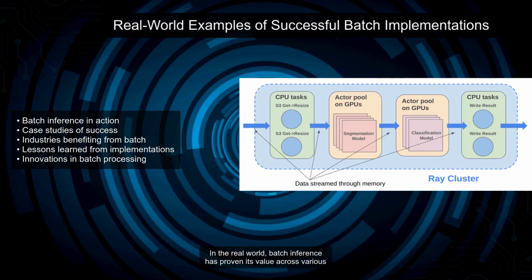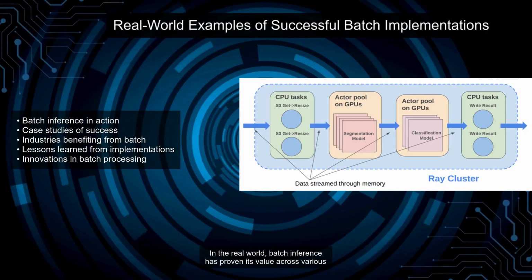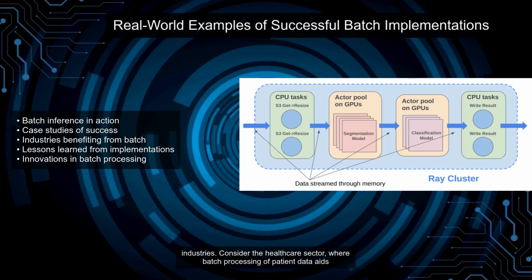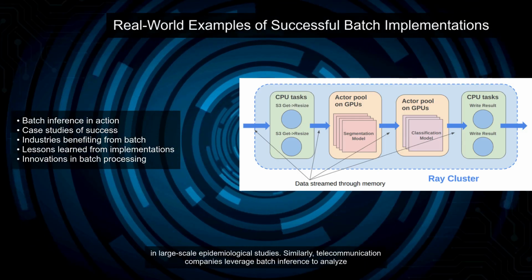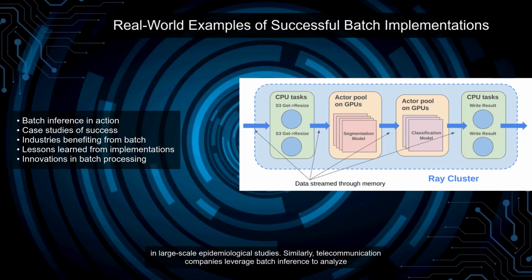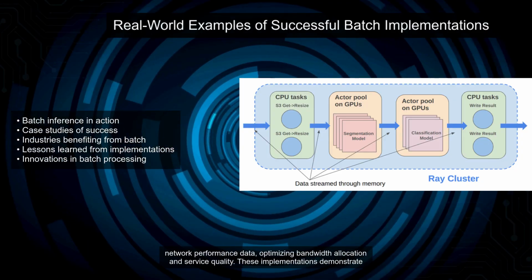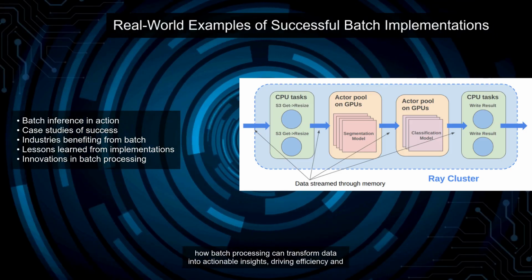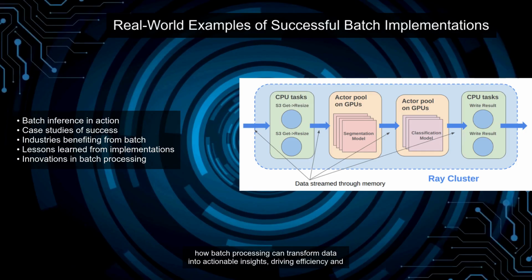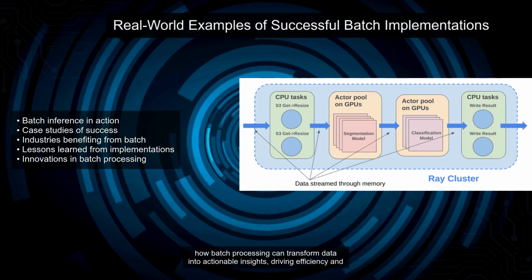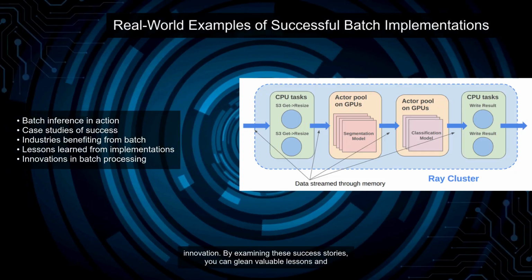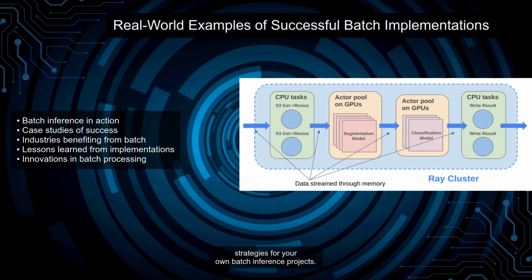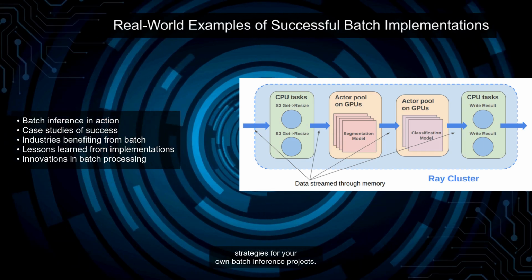In the real world, batch inference has proven its value across various industries. Consider the healthcare sector, where batch processing of patient data aids in large-scale epidemiological studies. Similarly, telecommunication companies leverage batch inference to analyze network performance data, optimizing bandwidth allocation and service quality. These implementations demonstrate how batch processing can transform data into actionable insights, driving efficiency and innovation. By examining these success stories, you can glean valuable lessons and strategies for your own batch inference projects.